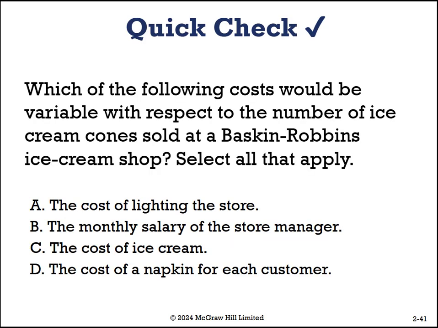Let's look at a question. Which of the following costs would be variable with respect to the number of ice cream cones sold at a Baskin-Robbins ice cream shop? Please select all that apply. Give this video a pause and I'll see you in just a moment.